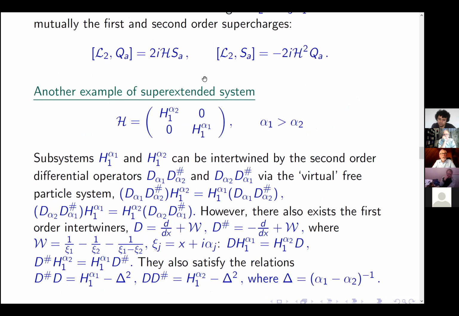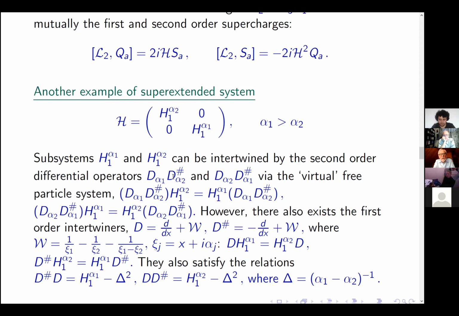And here is shown another example of a superextended system, which corresponds to a completely isospectral case. The corresponding superextended system is constructed from completely isospectral PT-regularized Calogero model Hamiltonians, and the corresponding PT regularization parameters are different. And it turns out that these two systems can be intertwined by intertwining operators of two different kinds. One intertwining operator is a second order differential operator, and effectively this operator intertwines the indicated two Hamiltonians via the virtual free particle system.